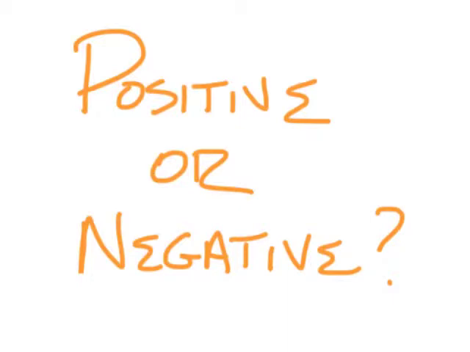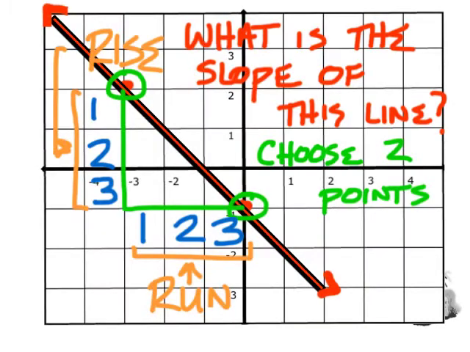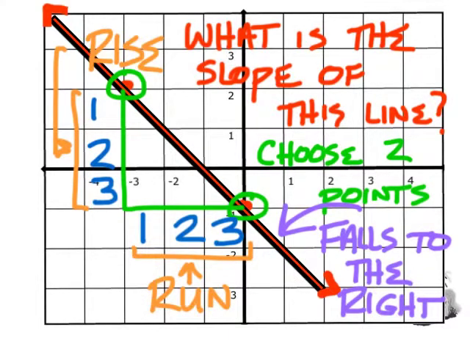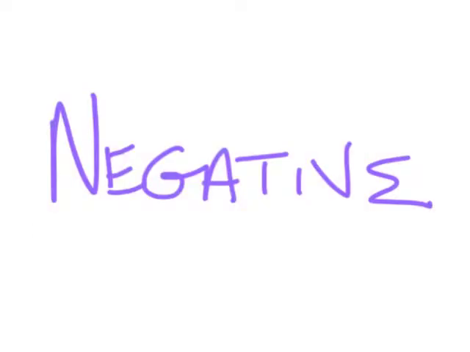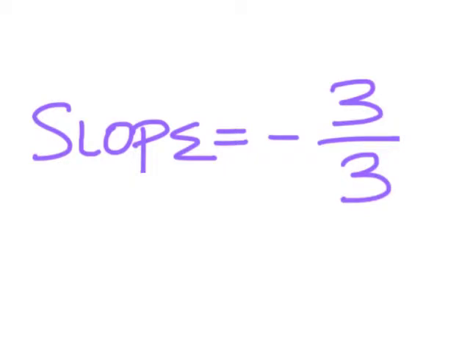Positive or negative? Does that line go up to the right or fall to the right? There's the graph. It falls to the right. It falls to the right down here. So it's negative. The slope is negative 3 over 3.